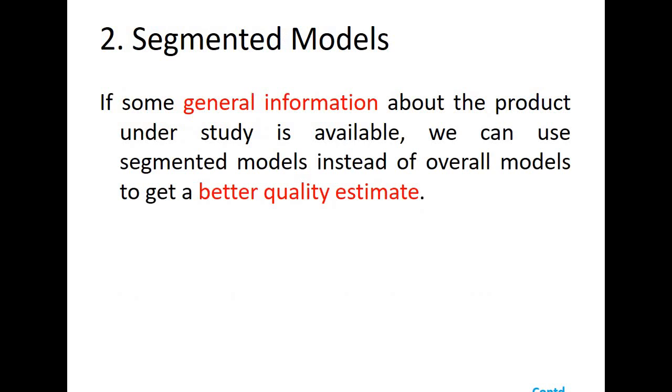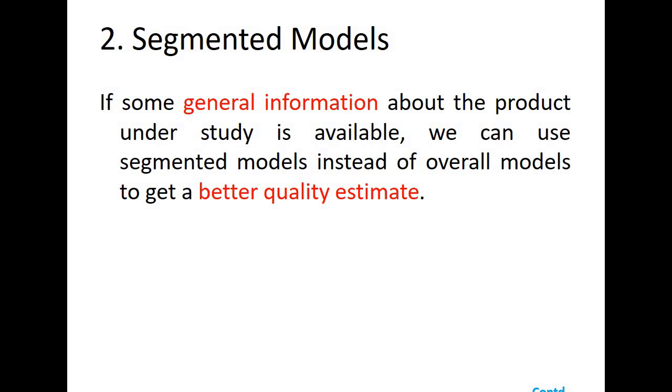In the next one, we have the segmented model. In this case we have some general information about the product which is under study, and we have some general information available to us. So we can use this segmented model instead of your traditional overall model in order to get a better quality estimate, right? In this case it's very vague.